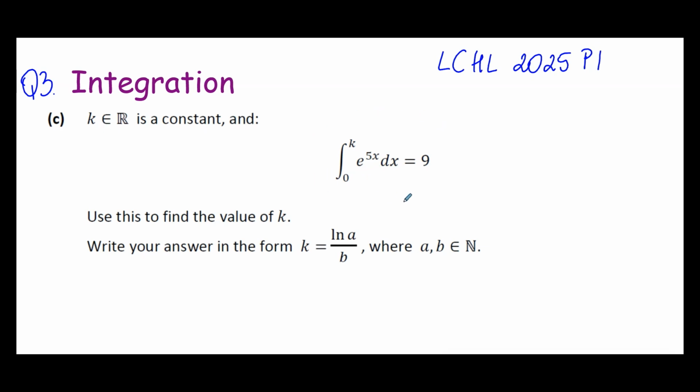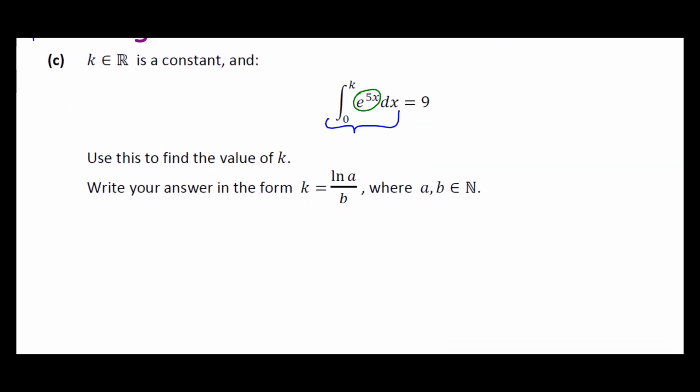We have this equation. Basically, what do I have here? The equation is saying I am going to integrate. What am I integrating? I'm integrating this function within the given interval, and the overall value of that is 9. Okay. Use this to find the value of k. Write your answer in the form, and then we have a condition to our form. We're going to look at that later.